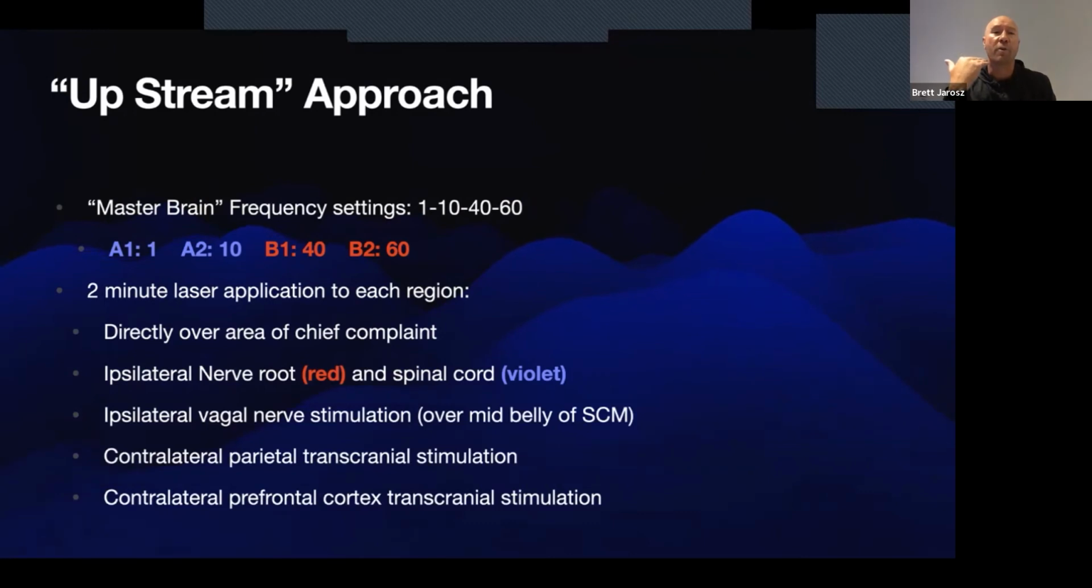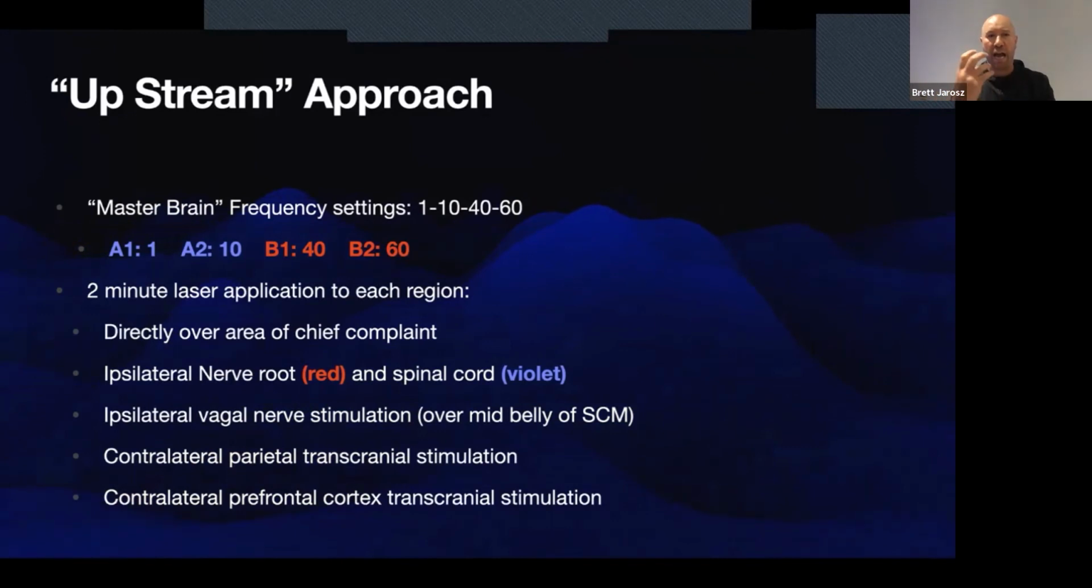When we're starting to go nervous system, so above the neck, and we're going to start to do transcranial work, etc., this is the general master brain setting that I would use for the majority of my applications. I'll share a couple of different ones with you today. So the 1 hertz, the 10 hertz, the 40 hertz, the 60 hertz. And what you can see here is this upstream approach. We're going to have 2 minutes at each area.